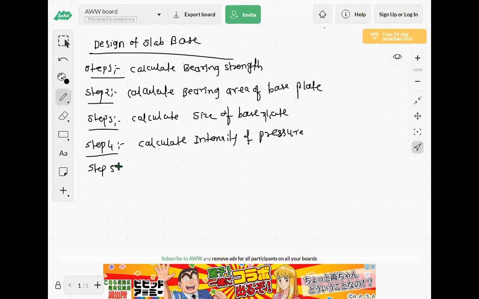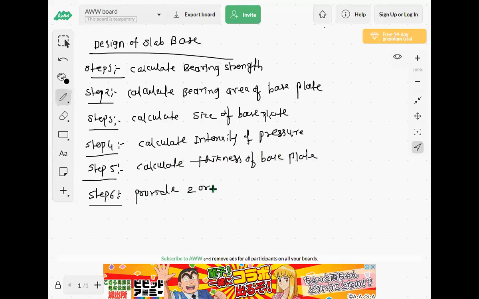Then in step 5 we calculated the thickness of base plate. And in step number 5 or 6 we decided to provide 2 or 4 anchor bolts with cleat angle. So these 6 steps we have seen as a part of the procedure of design of slab base.